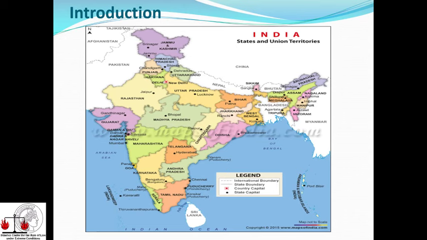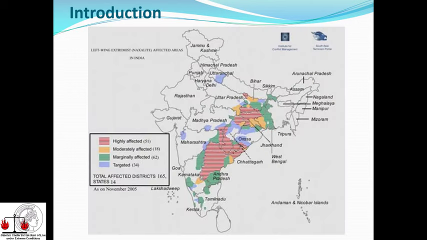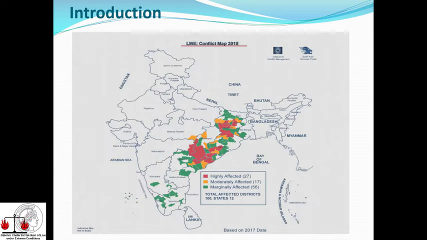Could you define nationalism? Yes, I'll come to that. In 2005, these were the parts affected, and at present, this is the only area left under its influence. The red one is the severely affected area.